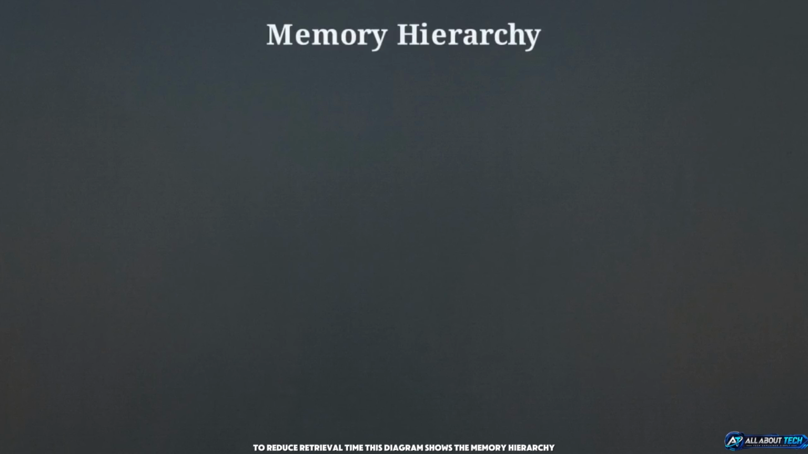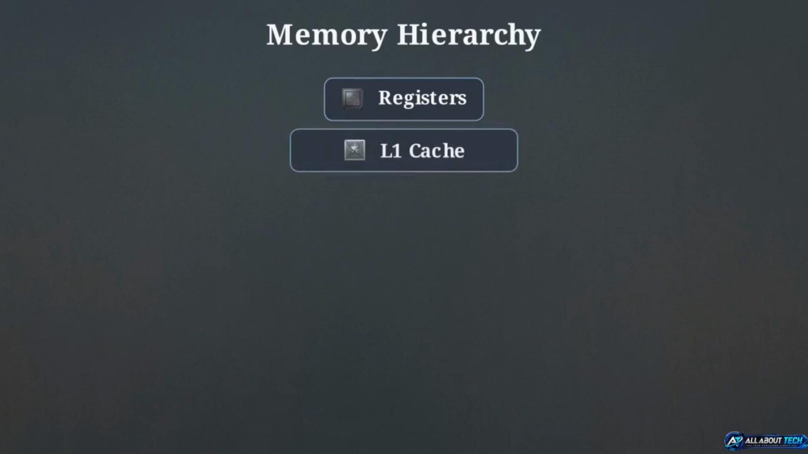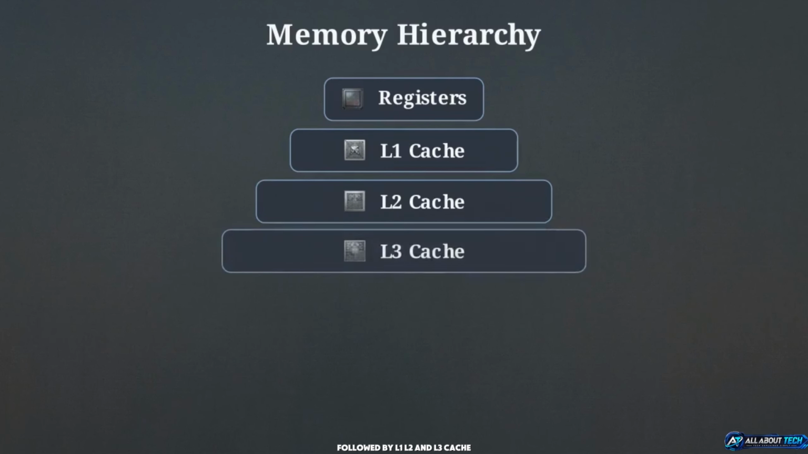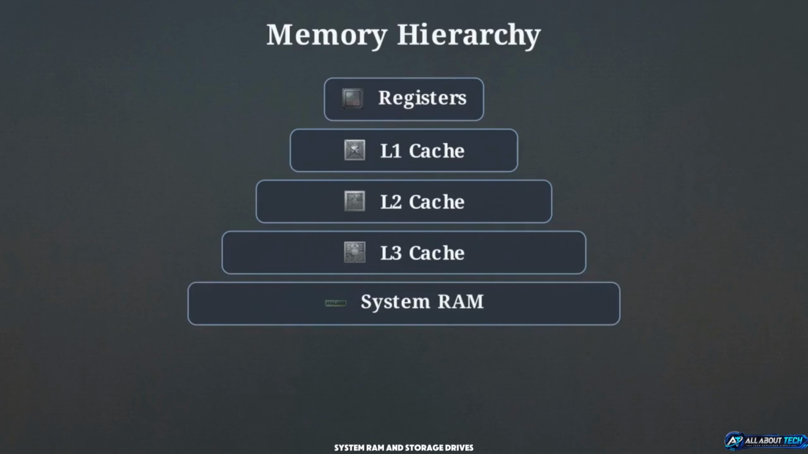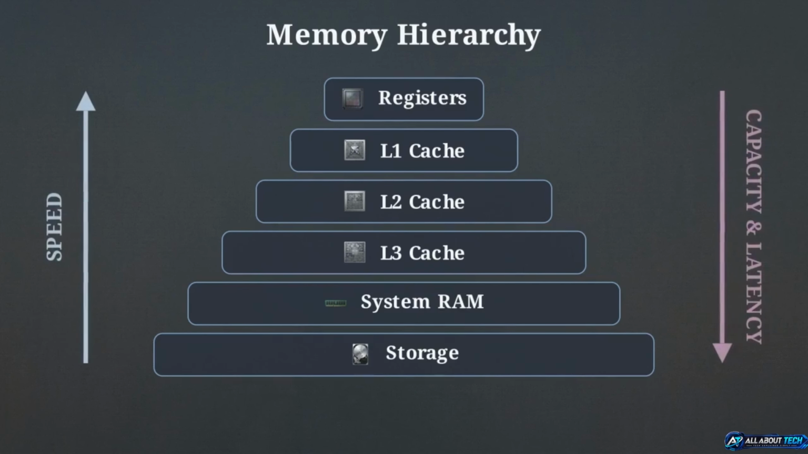This diagram shows the memory hierarchy. At the top are CPU registers, followed by L1, L2, and L3 cache, system RAM, and storage drives. As memory sits further from the cores, storage capacity increases, but access latency increases with it.